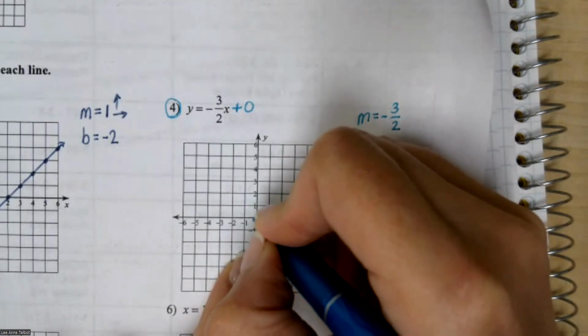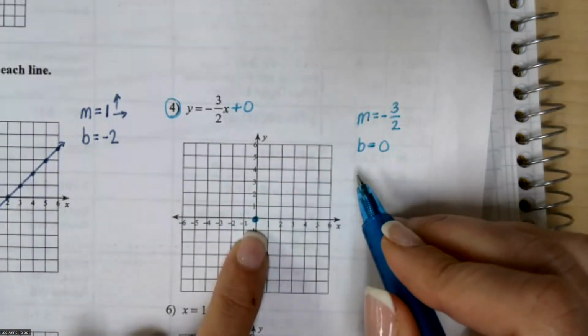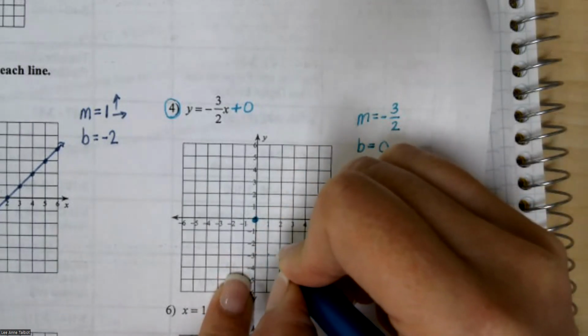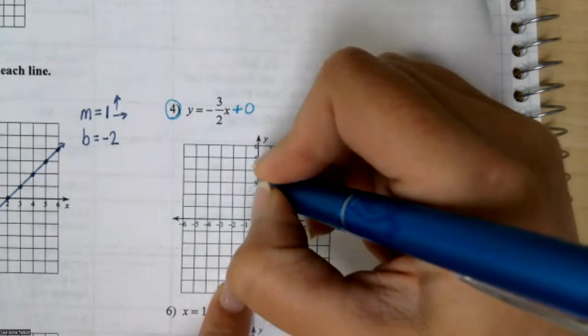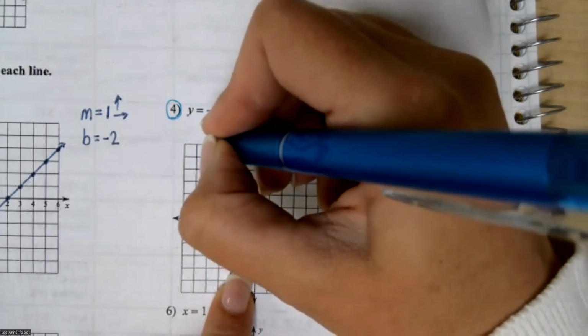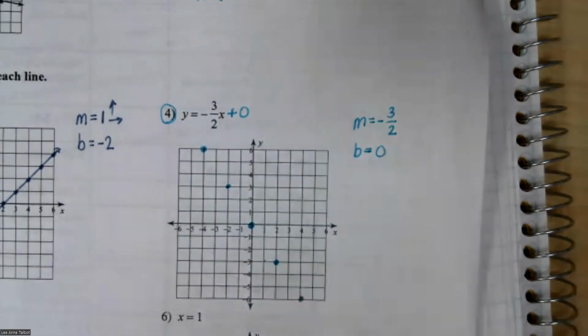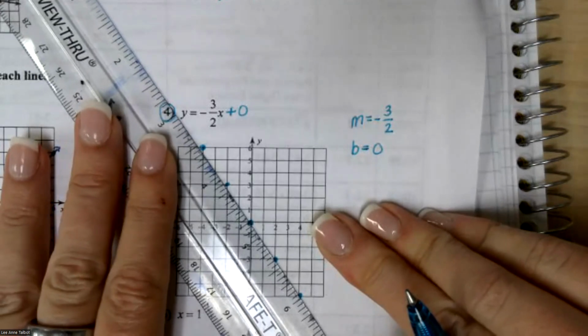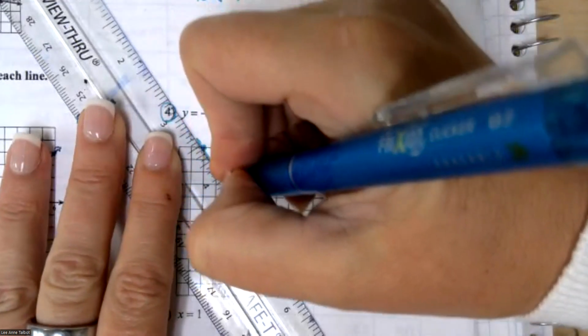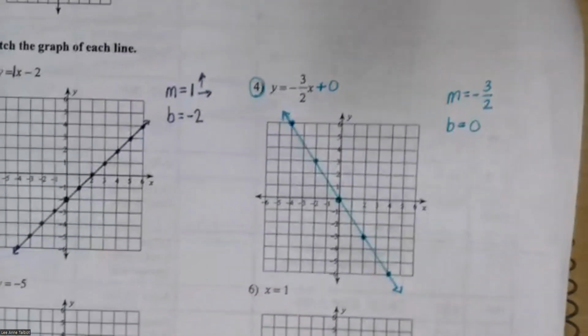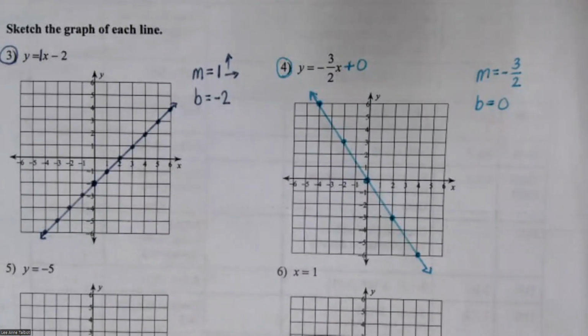Okay, so that means I start at 0 on the y-axis, then down 3, right 2, down 3, right 2, up 3, back 2, up 3, back 2. Okay, any questions about number 2 or 4? Anything, number 2 or 4?